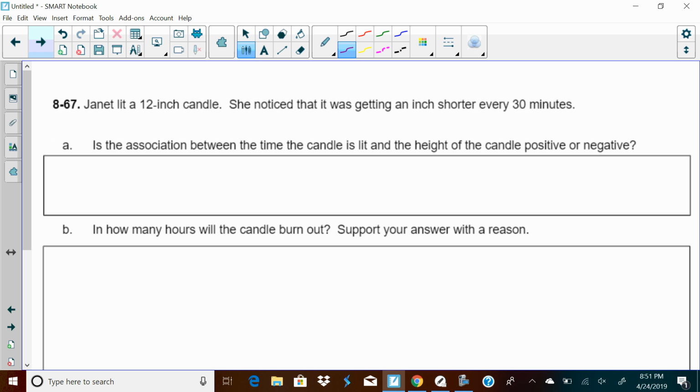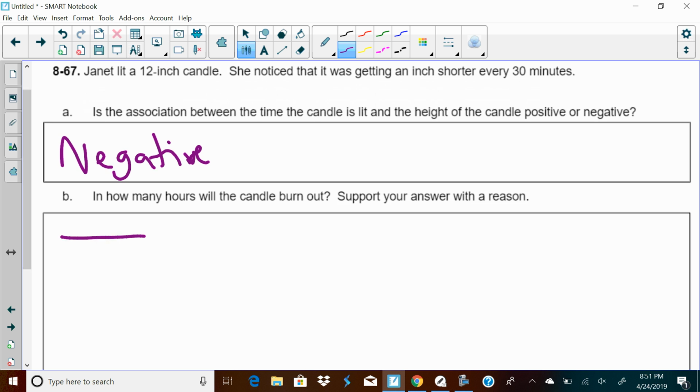67. Janet lit a 12-inch candle. She noticed that it was getting an inch shorter every 30 minutes. Is the association between the time the candle is lit and the height of the candle positive or negative? So it's negative. More time, the less candle. How many hours would it take for the candle to burn out?